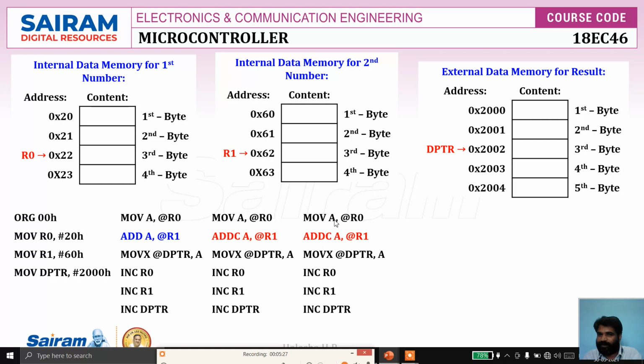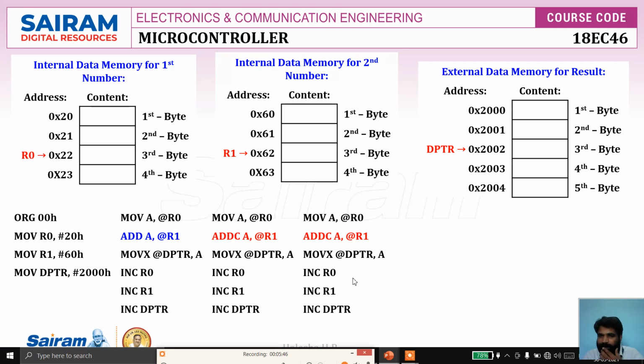Now, same set of instructions. Get the third byte of the first number into A, add with third byte of the second number which is pointed by R1, store the result to the location pointed by DPTR. Okay, third byte operation is over.